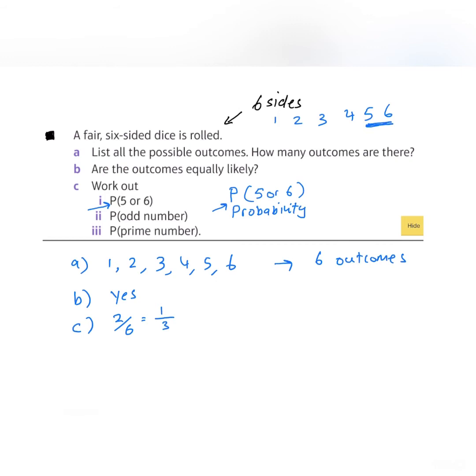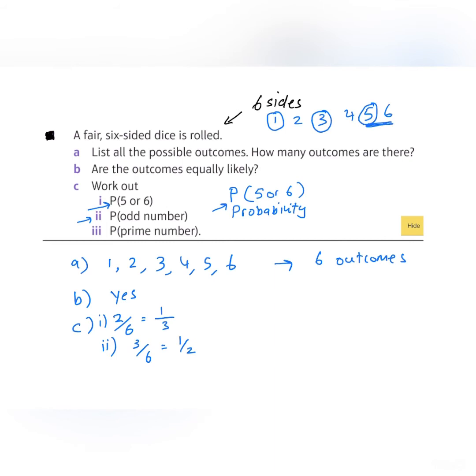The next part is the probability of an odd number. There are 3 odd numbers on the dice, so there are 3 odd numbers. That's 3 out of 6, which is a half.